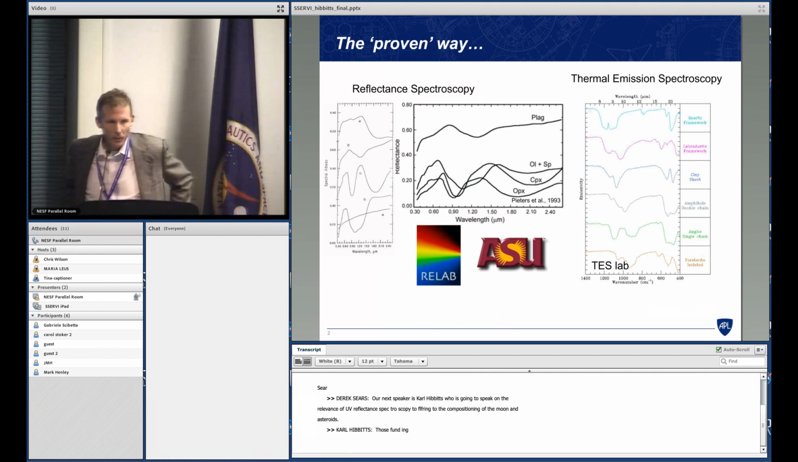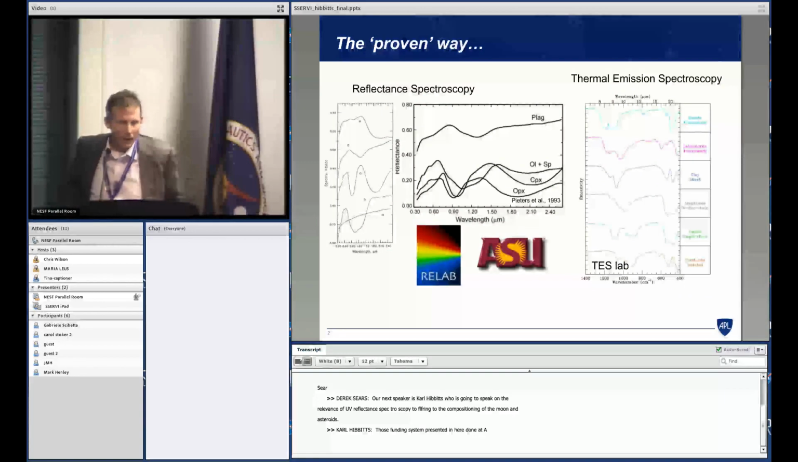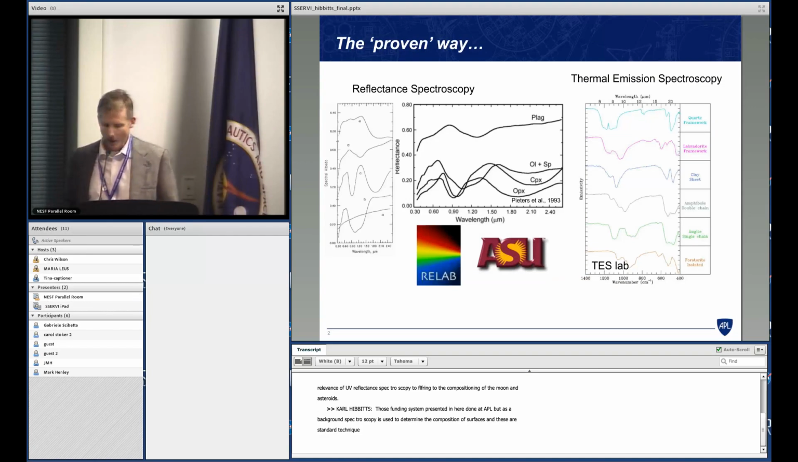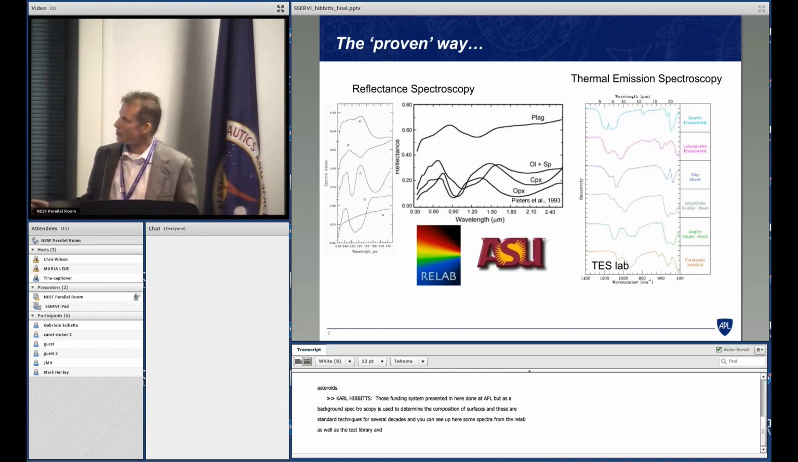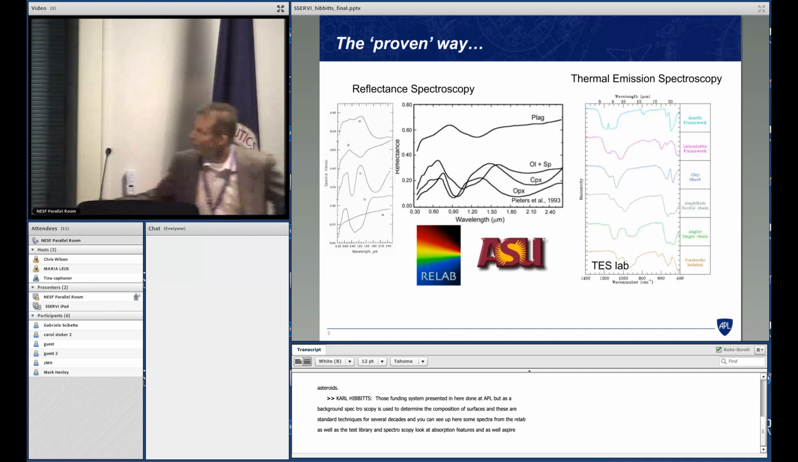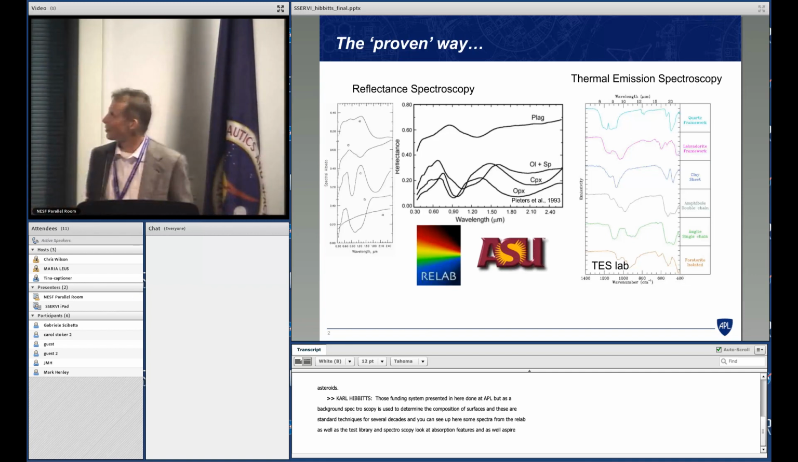But as a background, spectroscopy is used to determine the composition of surfaces. These are standard techniques, been around for several decades, and you can see up here some spectra from the RELAB as well as from the TES library at ASU. And reflectance spectroscopy is good, using crystal field transitions to look at absorption features in pelagic clays as well as pyroxenes and olivines. And this is a terrible viewing geometry. Anyway, and similar things here as well. Amazingly, this does show up very poorly here, unlike on the preview screen.